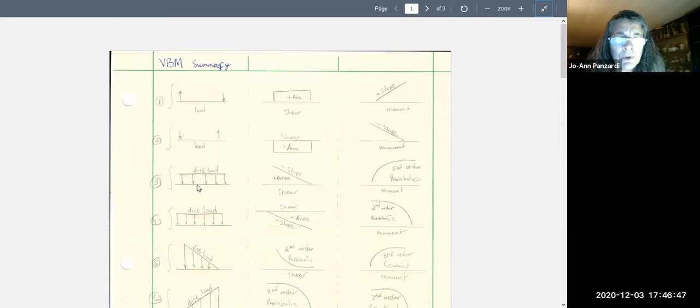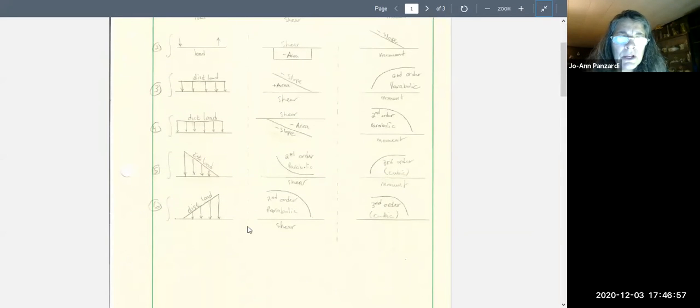Distributed loads. Both of these are distributed loads, which would result in a negative slope. If it's a negative slope, positive area, the curve goes up. Negative slope, negative area, curve goes down. And then if you have a triangular distributed load, it brings you to this shape because it's going down, it's going down. Here it's concave up, concave down. All right, so this is a good cheat sheet to have.